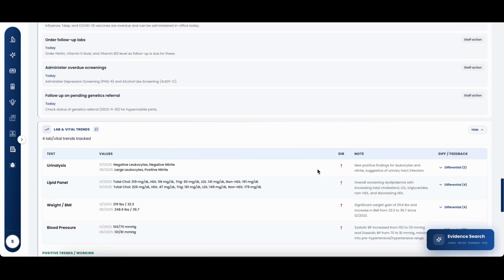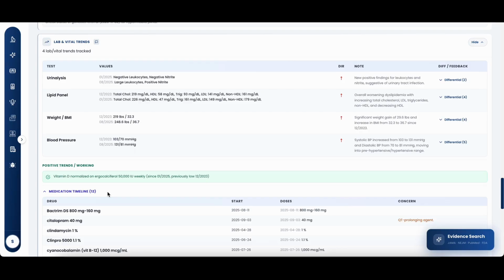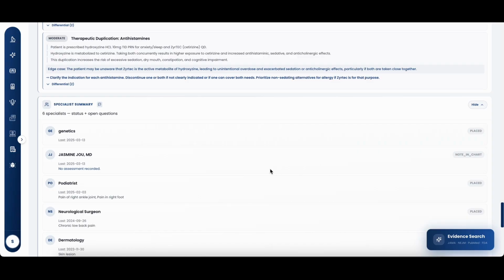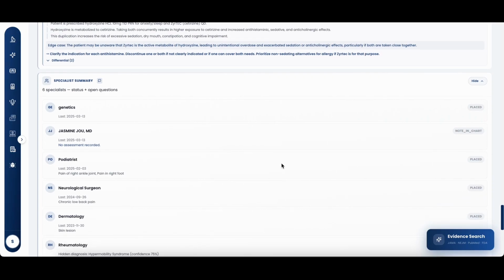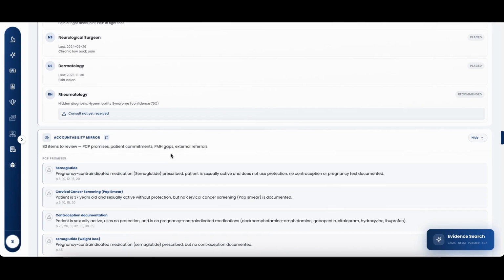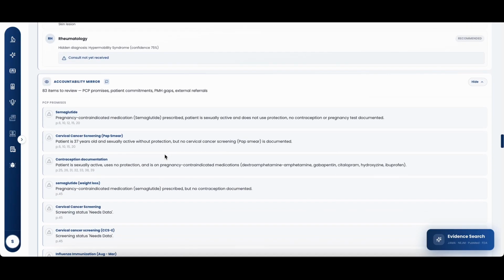Lab and vital trends, medications, and safety risks are in one place. What's worsening, what's stable, what's concerning. Specialist activity is visible. Who has seen the patient, what changed, and what is still pending. Care gaps and accountability are shown clearly, what was supposed to happen after the last visit, and what did not happen.